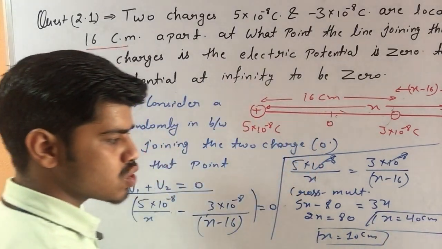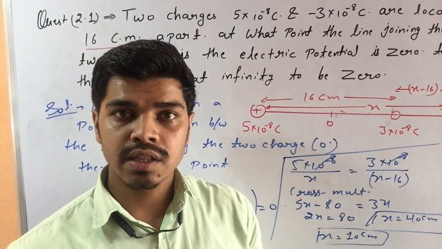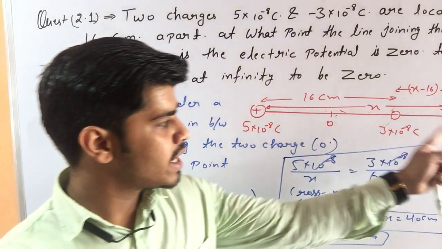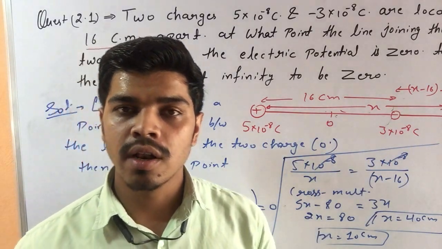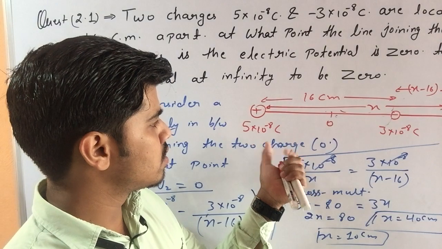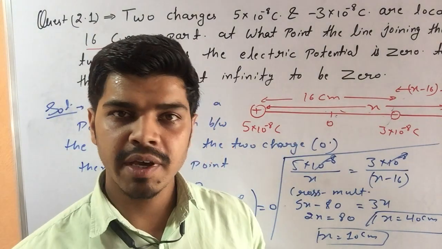So students, these two possibilities are there on the line joining the two charges, where the potential from these two charges will be 0.